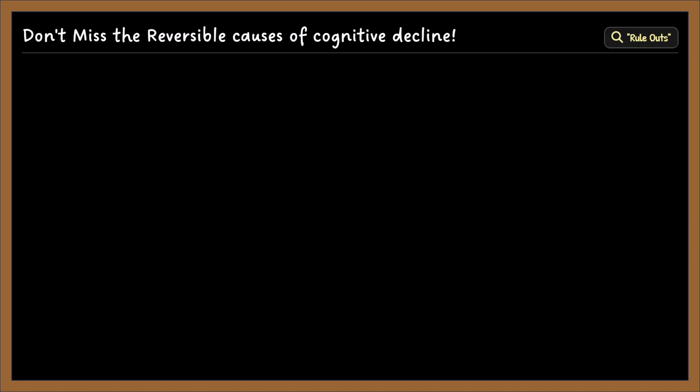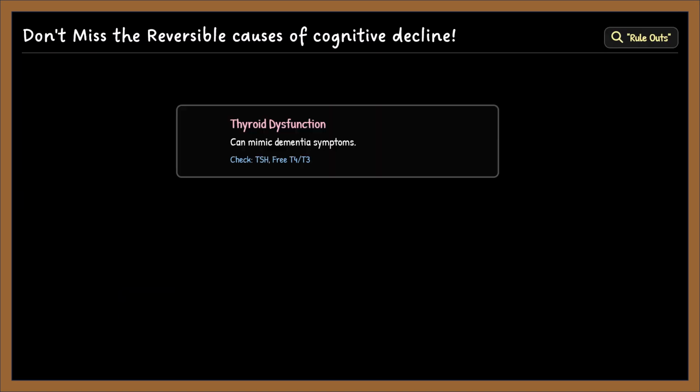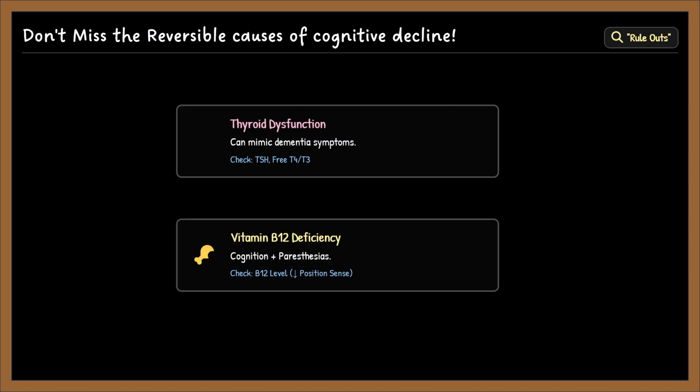There are a couple of high-yield rule-outs when assessing for cognitive decline. One is thyroid dysfunction. Thyroid dysfunction can mimic dementia symptoms, so you want to check TSH, free T4, and T3, and then vitamin B12 deficiency. In these people, you're going to see a cognition decline as well as paresthesias. Now, these are just a couple of things that you need to rule out, but they are the most high yield.